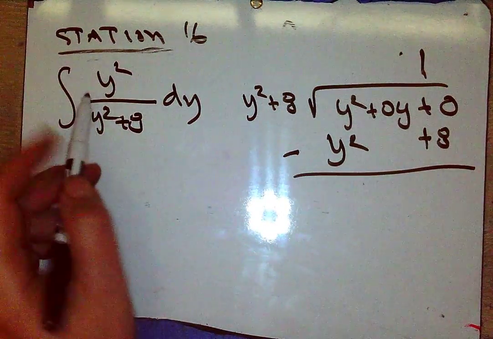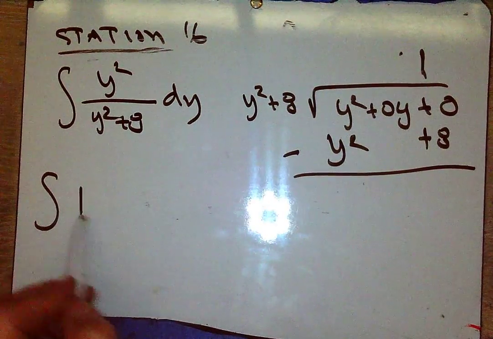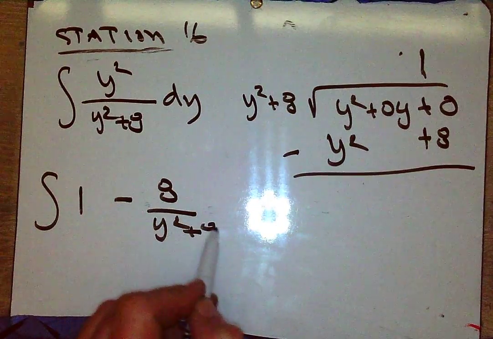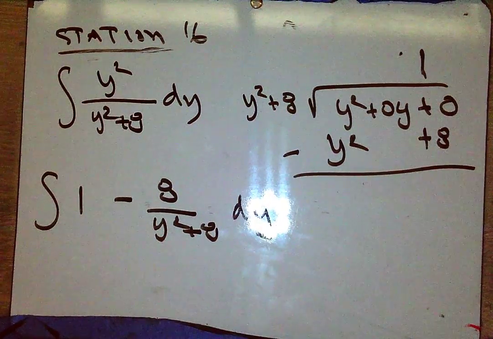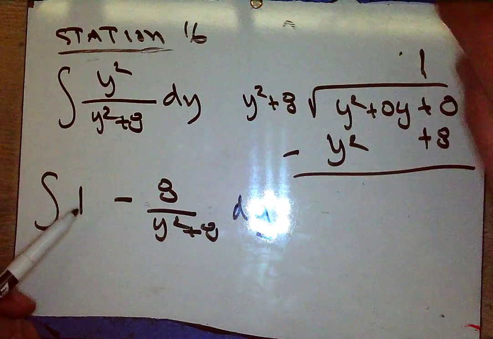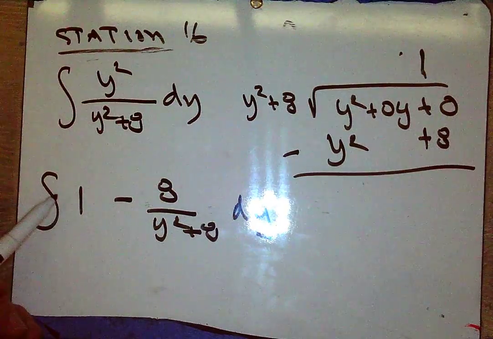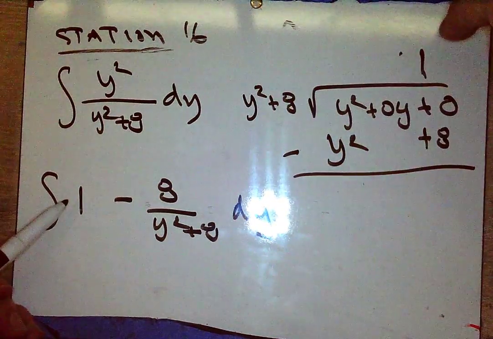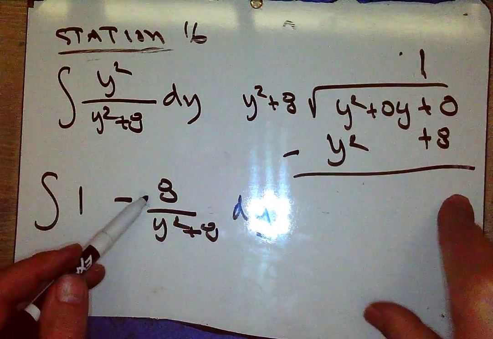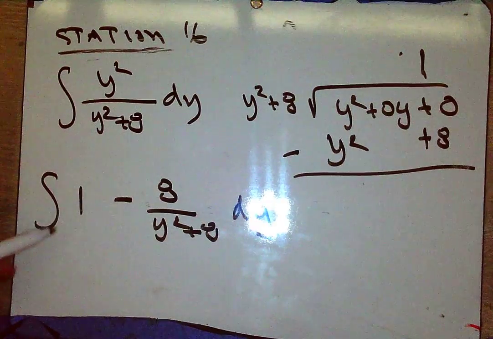So this can be rewritten as 1 minus 8 over y squared plus 8. Yeah, okay. That's why we did this long division. One and once. We subtracted, we get that negative 8. It's going to be our remainder over our divisor. Yeah, that's it. Antiderivative of 1.